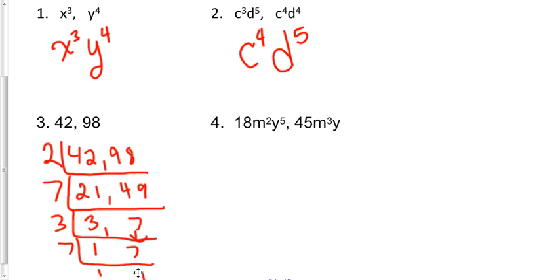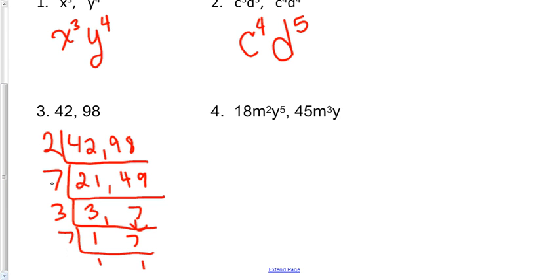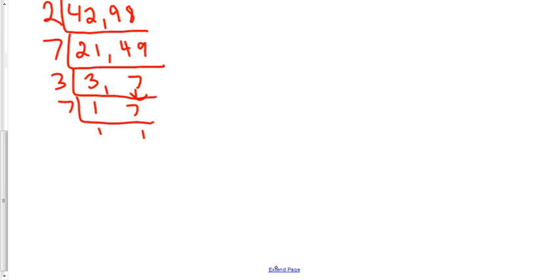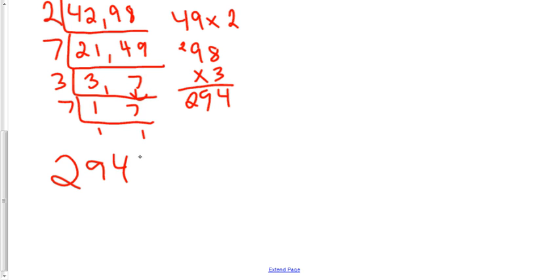So my LCM is going to be 2 times 7 times 3 times 7. I know that 7 times 7 is 49, and 49 times 2 is going to get me 98, and I can multiply 98 times 3, and I'll get 294. So 294 is my LCM.